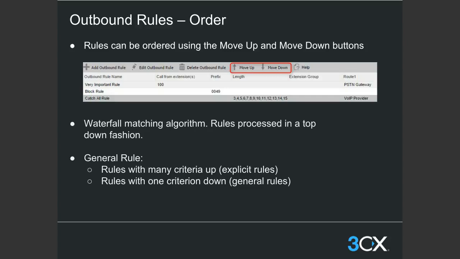The order in which the outbound rules are defined is very important, as the PBX will process the rules in a top-down fashion. It is like a waterfall, starting from the top and moving its way down. Once the PBX finds a rule which matches, it will process it and it will ignore any subsequent rules after this. As a general rule, the more restrictive a rule is, the higher up it should be. The more relaxed a rule is, the further down the list it should be.